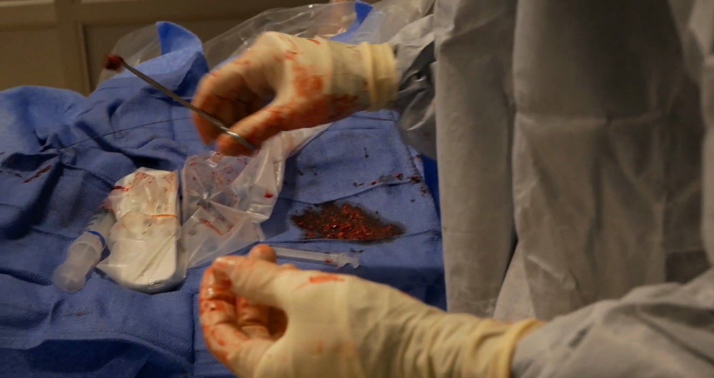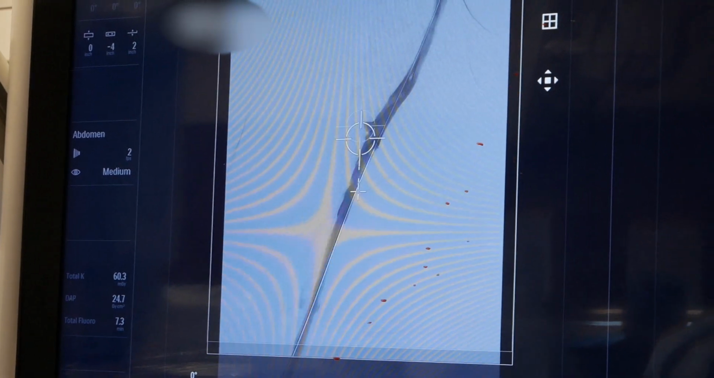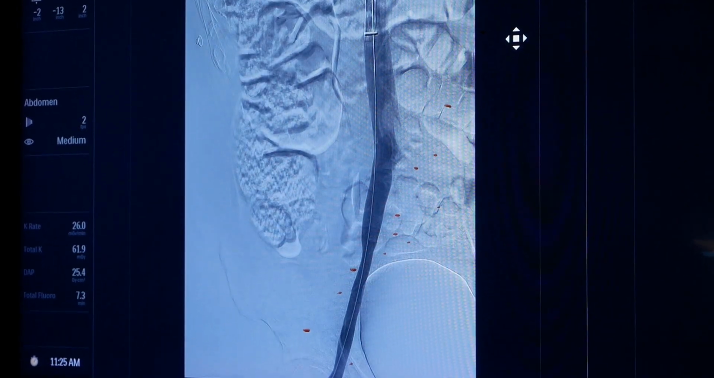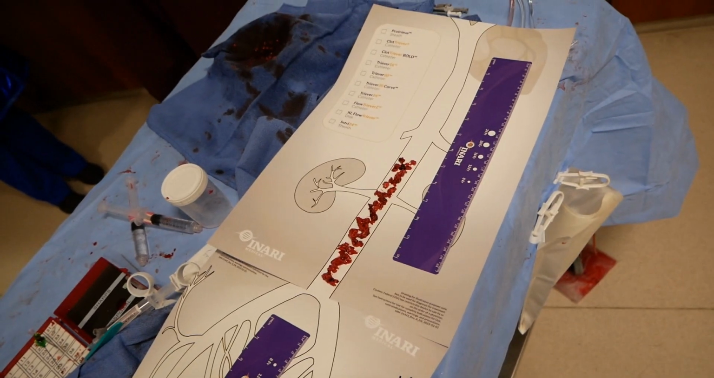And this entire technique is done a few times in order to remove all the clot within the vein. And then we checked our results by doing a venogram, which shows us good flow. And at the end, you can see this model that shows where all the clot was.